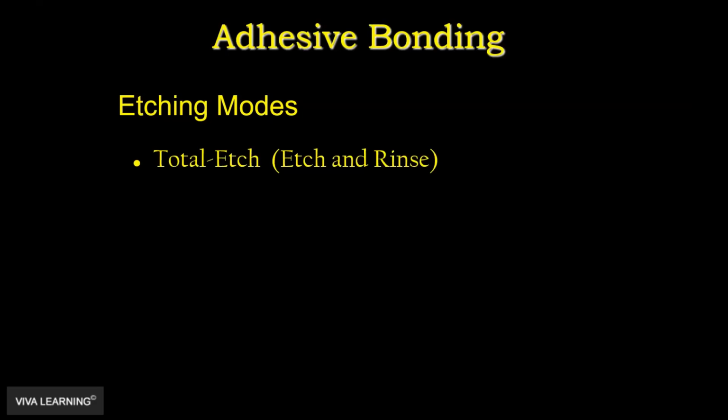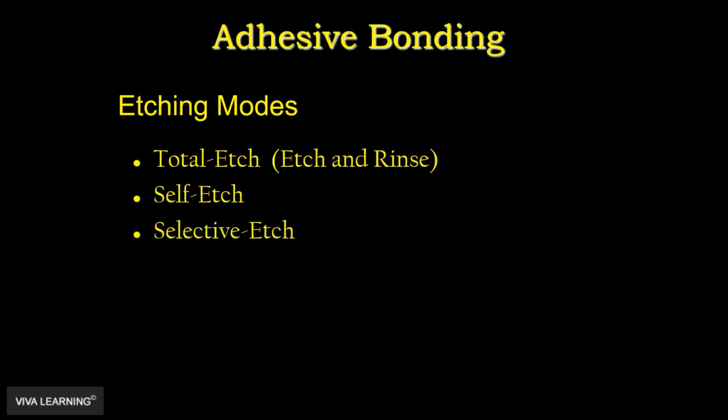So the first etching mode we talk about is the total etch. Some people refer to this as etch and rinse, where we use phosphoric acid gel and place it on the tooth. Total etch means you're etching the entire surface you're bonding to, whether it be enamel, dentin, or both. Self-etch is a technique that was developed where we're etching mostly dentin. It's very effective on dentin because you don't use phosphoric acid. We're using acidic primers that etch and prime at the same time.